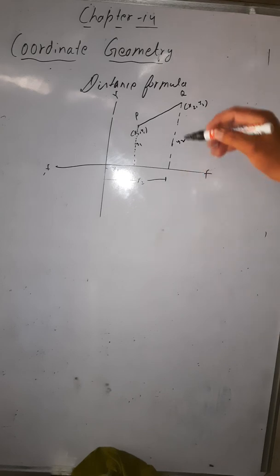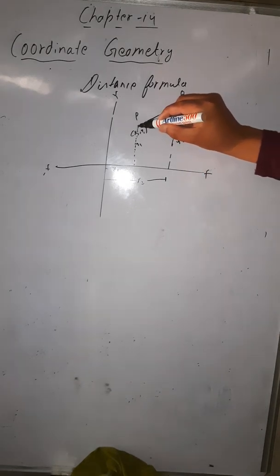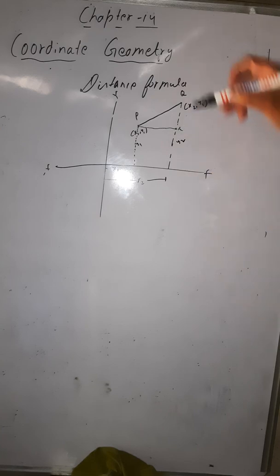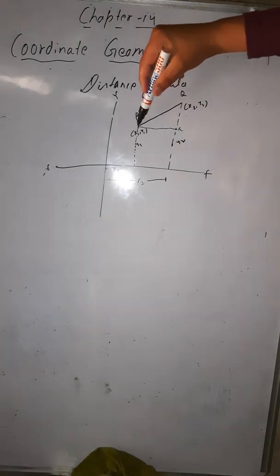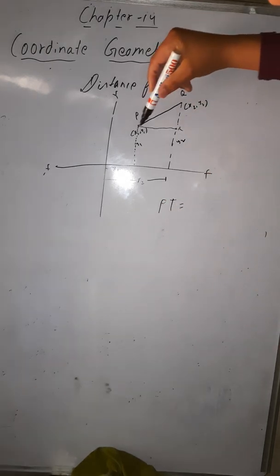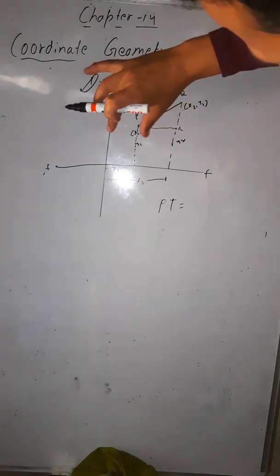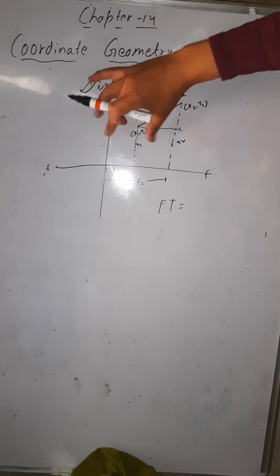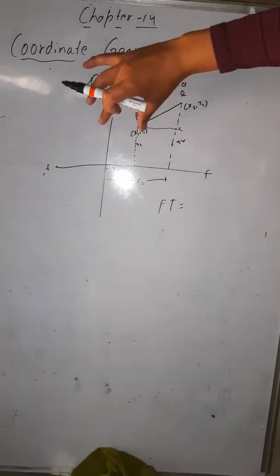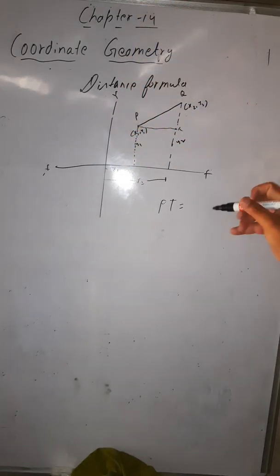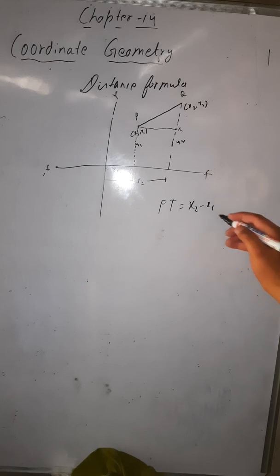Now let me join P to this point. Let's say this is T. Let me join PT. Now can you tell me what is this PT? PT is this complete distance minus this distance. This complete distance is x2 and this distance is x1. So when you subtract x2 minus x1, you will get PT. So PT will be x2 minus x1.